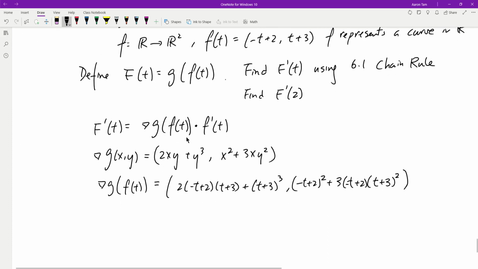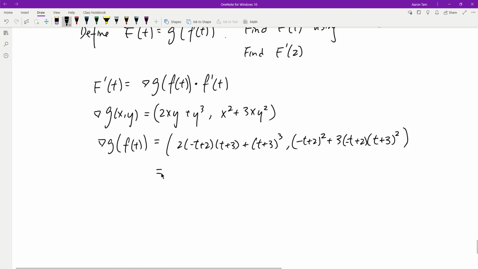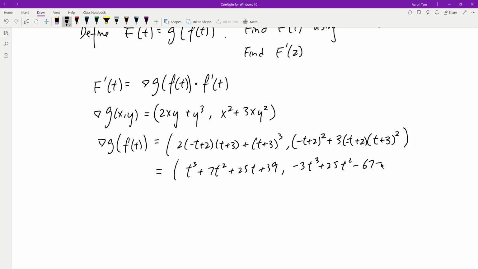Now that's definitely a lot of cleaning up to do. If you want to take a minute to do that, you can. I would suggest that you pause the video and then try to clean it up. But I'm obviously going to continue. All right. So if you go ahead and multiply everything out, you should get this as an answer. So t to the third plus 7t squared plus 25t plus 39, and then negative 3t to the third plus 25t squared minus 67t plus 58. So hopefully I didn't do it incorrectly.